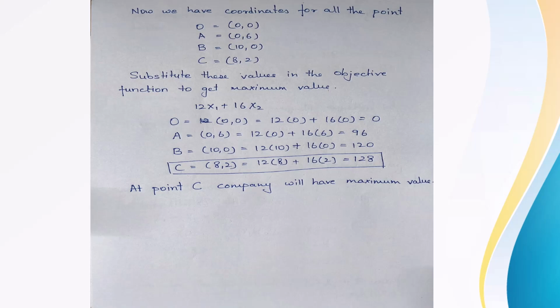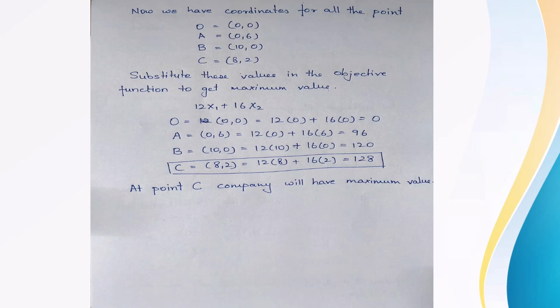The first one being O. O coordinates are 0, 0. That is equals to 12 multiplied by 0 plus 16 multiplied by 0. That will give us 0. The A coordinates are 0, 6. So 12 multiplied by 0 plus 16 multiplied by 6, 12 multiplied by 0 is 0 and 16 multiplied by 6 is 96. So the value of A is 96.